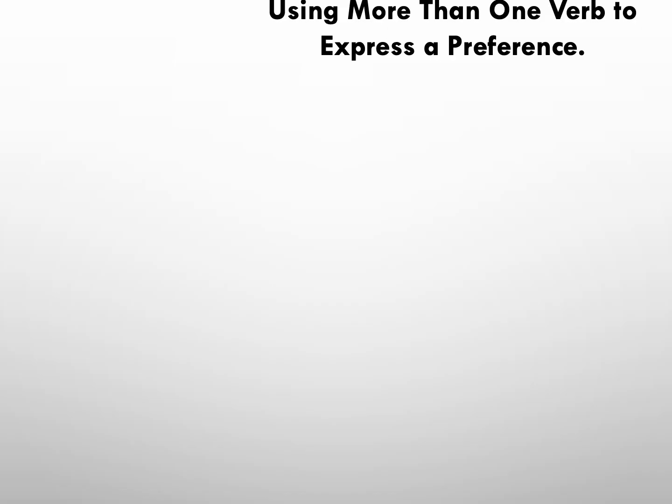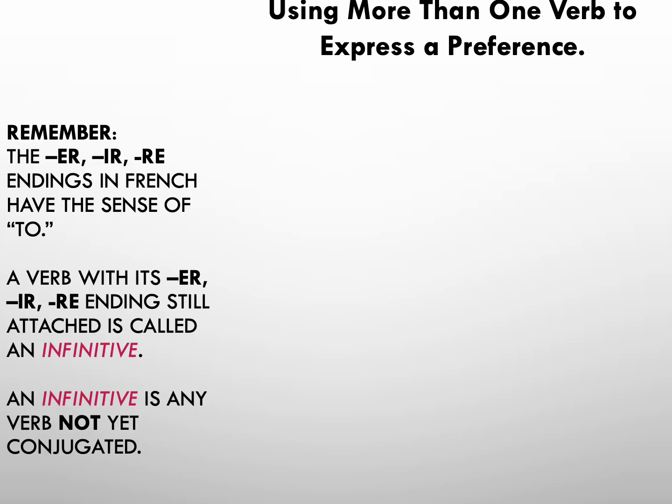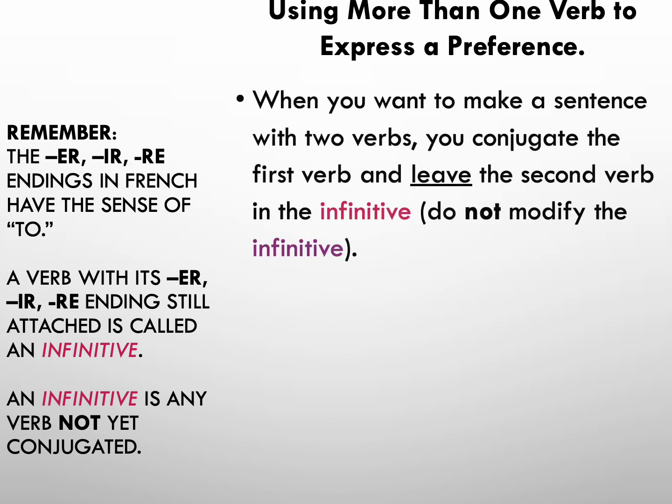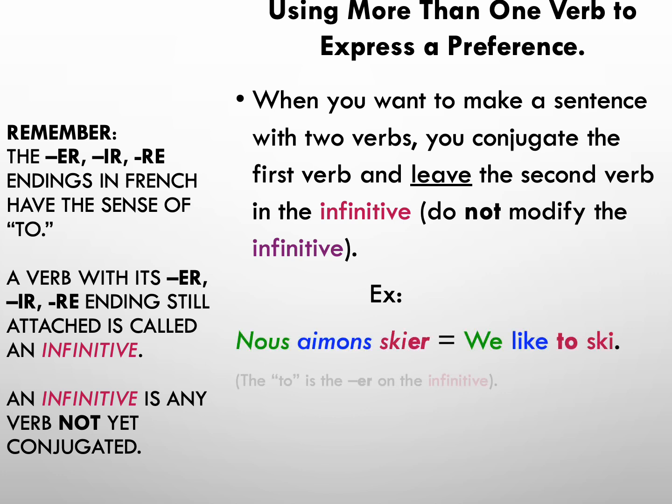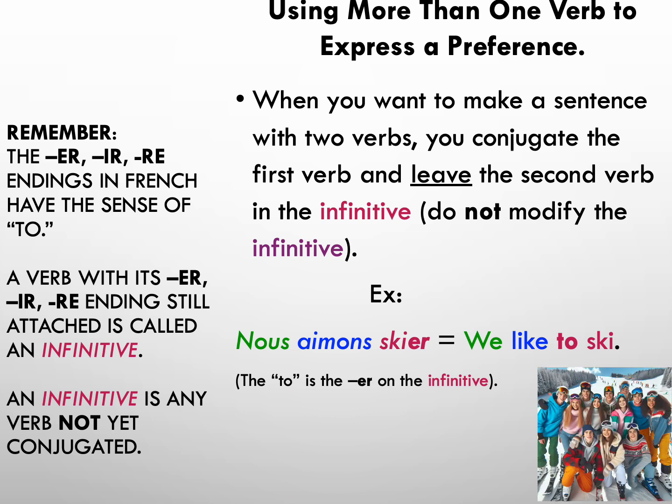Using more than one verb to express a preference. Remember, the ER, IR, and RE endings in French have the sense of to. A verb with its ER, IR, RE ending still attached is called an infinitive. An infinitive is any verb not yet conjugated. When you want to make a sentence with two verbs, you conjugate the first verb and leave the second verb in the infinitive. Don't modify the infinitive. Exemple, nous aimons skier. We like to ski. The to is the ER on the infinitive.